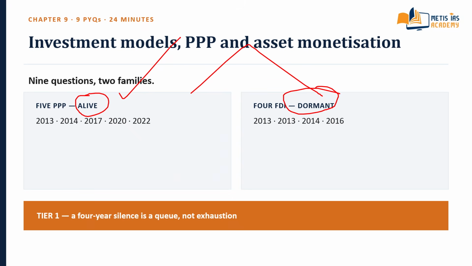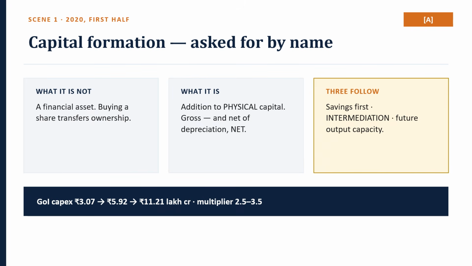In this corpus, a 4-year silence in a live head is not exhaustion. It is a cue. And the trigger is sitting here, that is the National Monetization Pipeline 2.0 announced in budget 2025-2026, and detailed by NITI Aayog with an 852 project, 17 lakh crore 3-year PPP pipeline behind it. So, you have to prepare this head as tier 1.